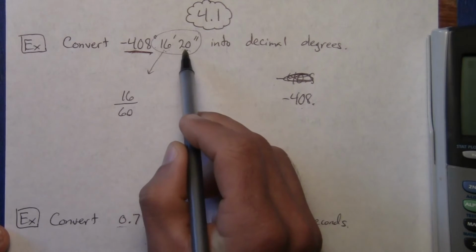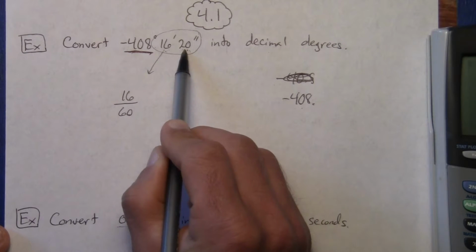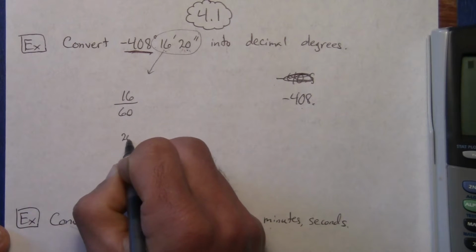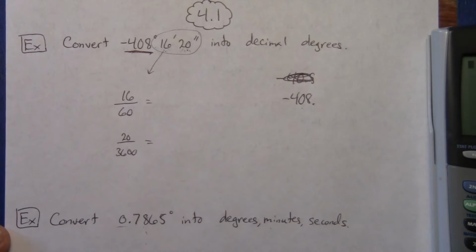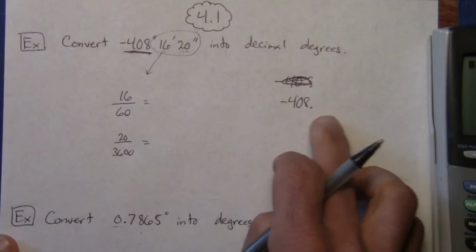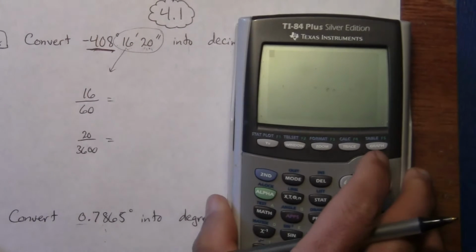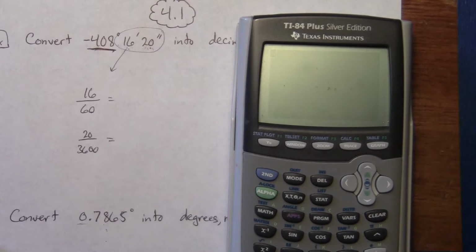Hopefully that makes sense. If I take the number of seconds in an hour, there's 3,600. So if I take 20 and divide by 3,600, that will convert these into decimals, and then I just have to add them together and put it on the end of 408. So it's using the conversions that we looked at in class.